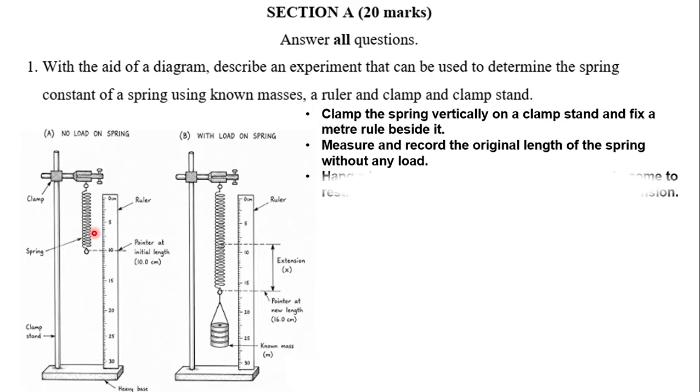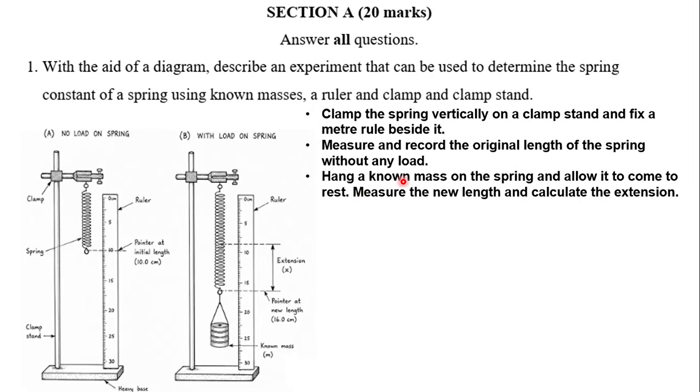and then hang a known mass on the spring and allow it to come to rest. So when a mass is added to the spring, it's going to stretch. So let it come to rest and then measure the new length and calculate extension. Remember that extension is the new length minus the original length. That will give you the increase in length, which is this bit here.